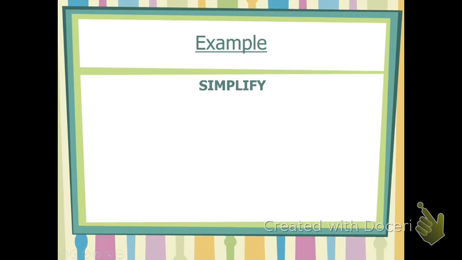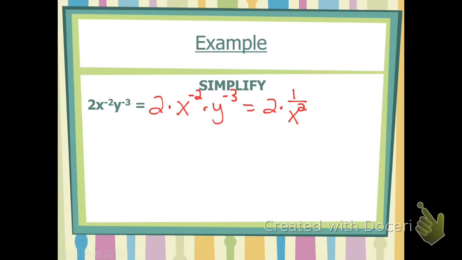Let's do one last example. This one's just a little bit trickier than what we did before. This is 2 times x to the negative 2 times y to the negative 3. You should think of this almost as 3 separate mini problems. The 2 part, the x part, and the y part. So the 2 part is just going to stay the same. But the x part, x to the negative 2, we know that's going to go to the bottom of a fraction and become positive. Same thing with the y to the negative 3. We know that's going to go to the bottom of a fraction and become positive.